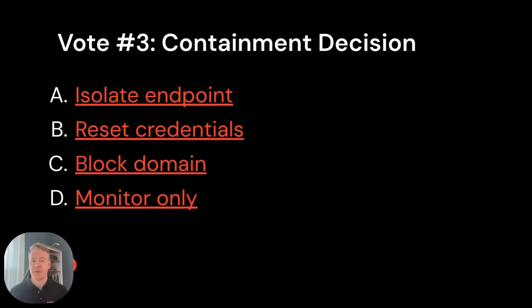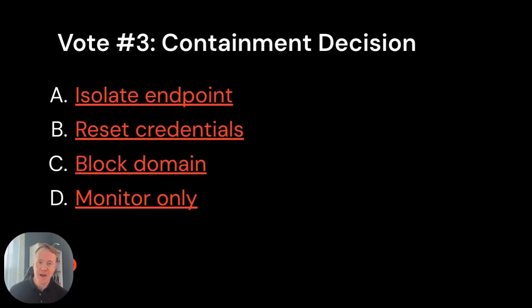Do we want to execute containment or not? So consider this. Isolating the endpoint is going to disrupt Alice's work. Right? Resetting her credentials will also be a disruption. Blocking the domain may help us address this particular threat, but if you're looking at option C and thinking, well, that doesn't help with any compromise that may have occurred, you would be correct. Or we could just choose to monitor only.